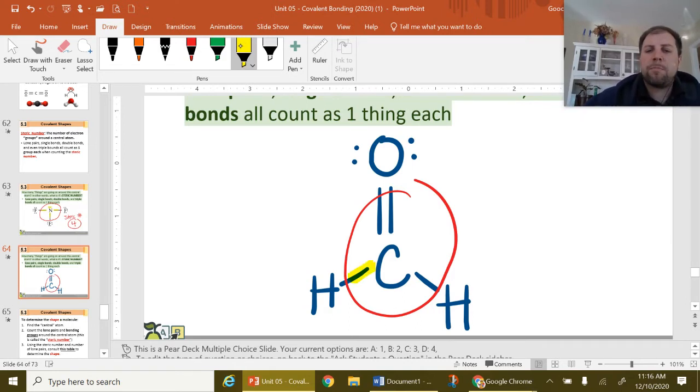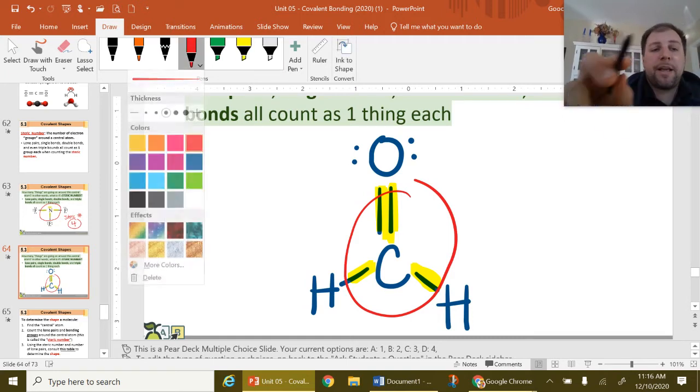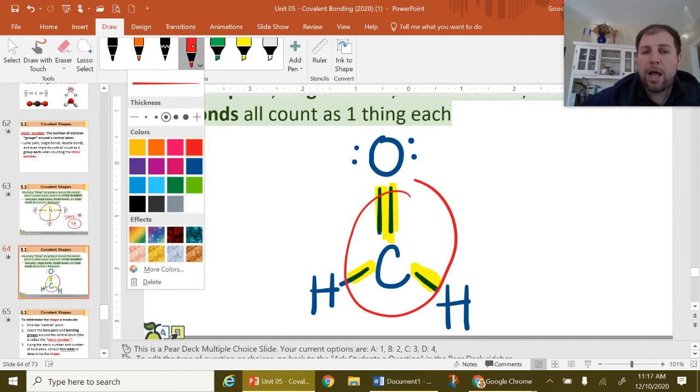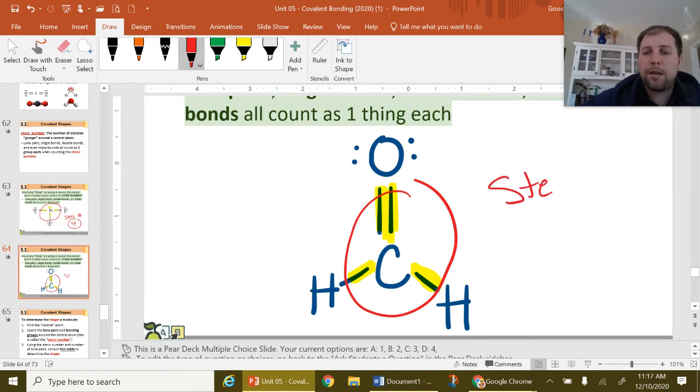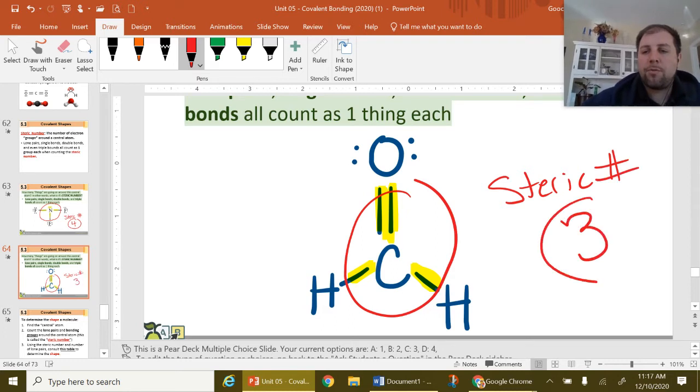Well, this bond counts as 1. This bond counts as 1. And this double bond also counts as 1. Each of these counts as one thing going on around the central atom. So we would say that this has a steric number of 3.